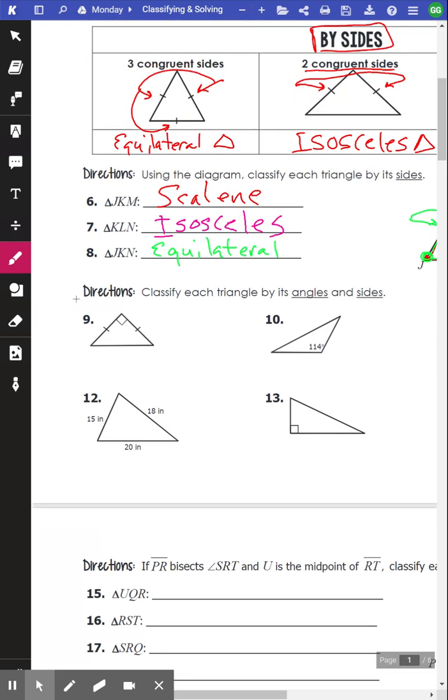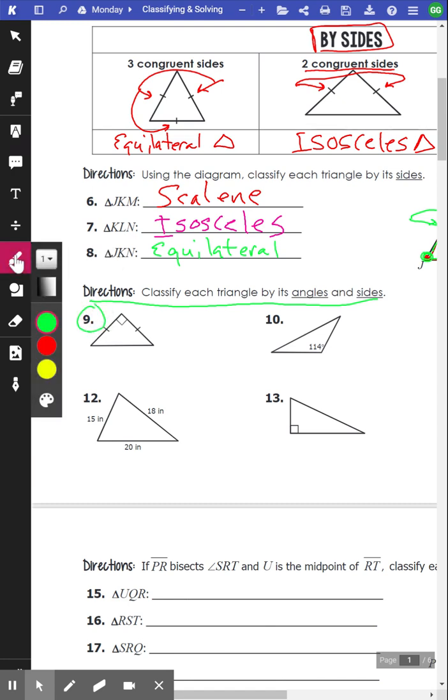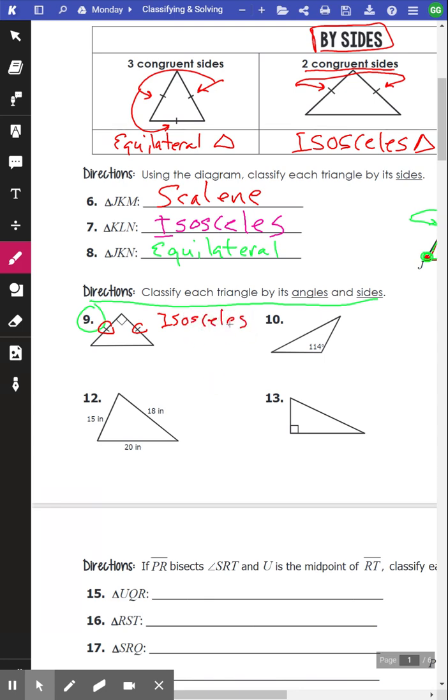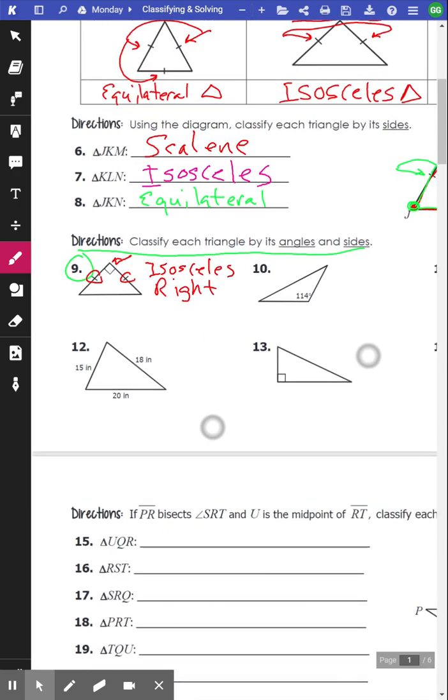All right. So I think in your homework you have something similar to this, where you have to classify by both, and you can do whichever is easier first. Let's look at number 9. I'm not going to do all of these. Number 9, I see two congruent sides, so we know for a fact it is isosceles. And then I see the 90 degrees, so it's a right. So isosceles, right.